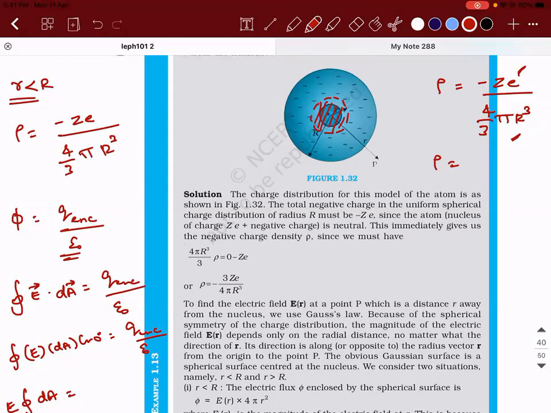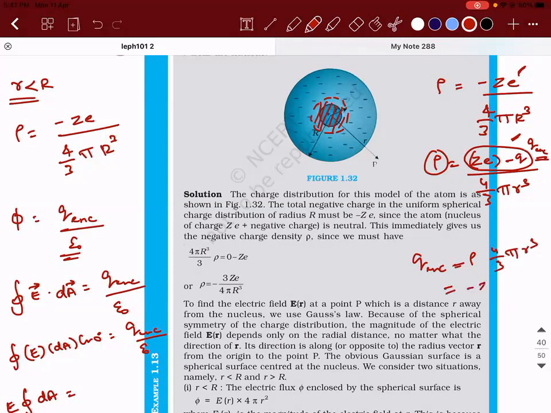So it will be ZE minus Q divided by 4 by 3 pi small r cube. You're able to understand? Right? Where ZE minus Q is going to give us Q enclosed, because I'm taking that smaller portion. Within that smaller portion, what is present? You have the nuclear charge plus the small amount of negative charge. So Q enclosed will be equal to small rho, that is rho into 4 by 3 pi small r cube.